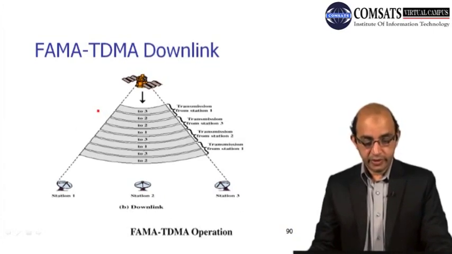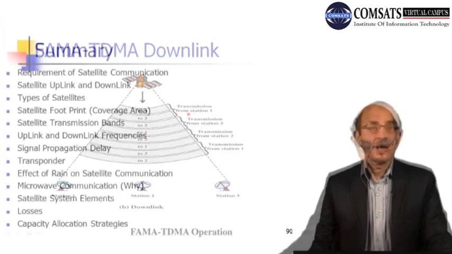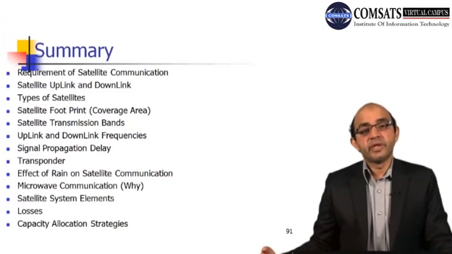Here you can see the FAMA TDMA downlink, with the same stations 1, 2, and 3. So transmission from station 1, then transmission from station 2. You can see 1 to 3, so we have transmission from station 1. Okay, so that's all for today's lecture.